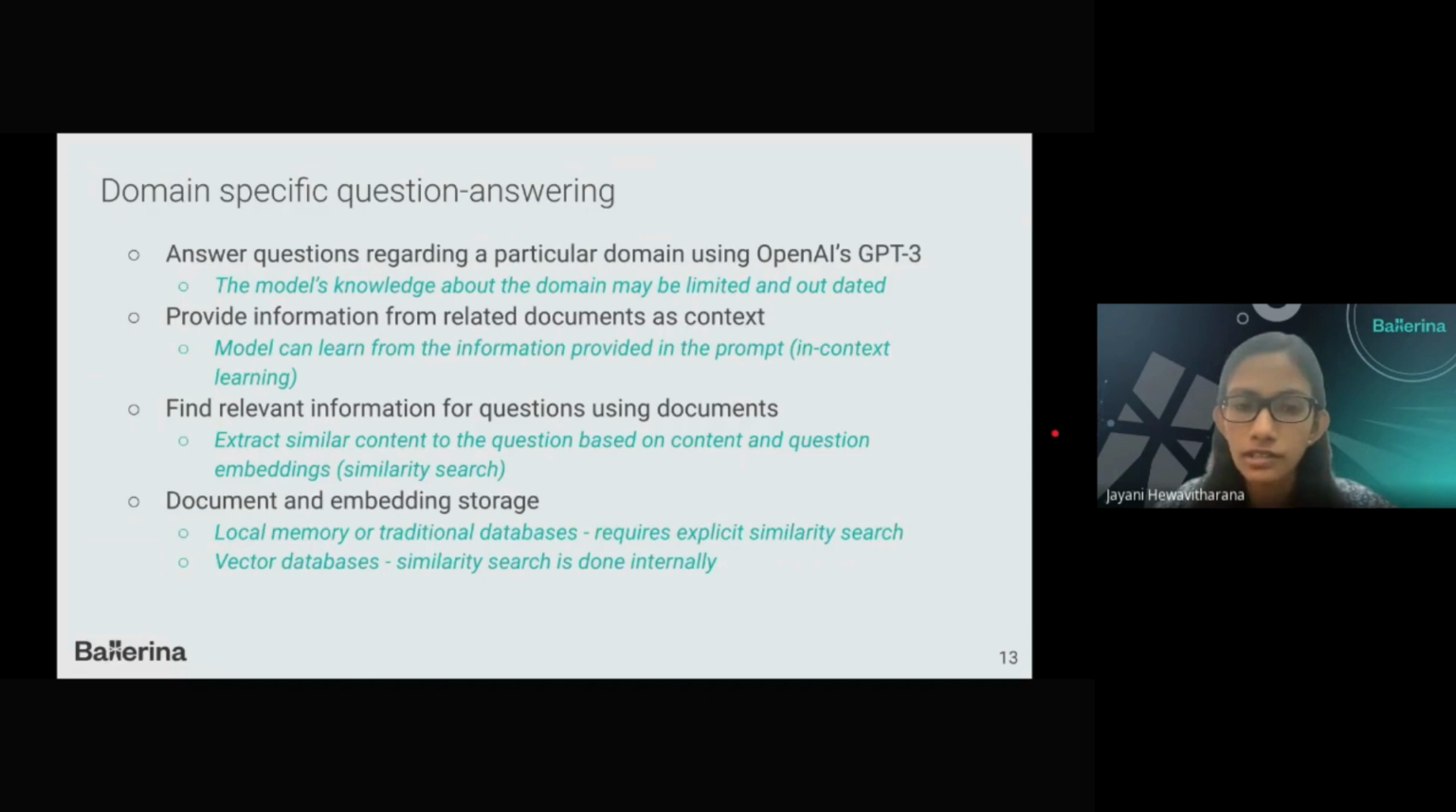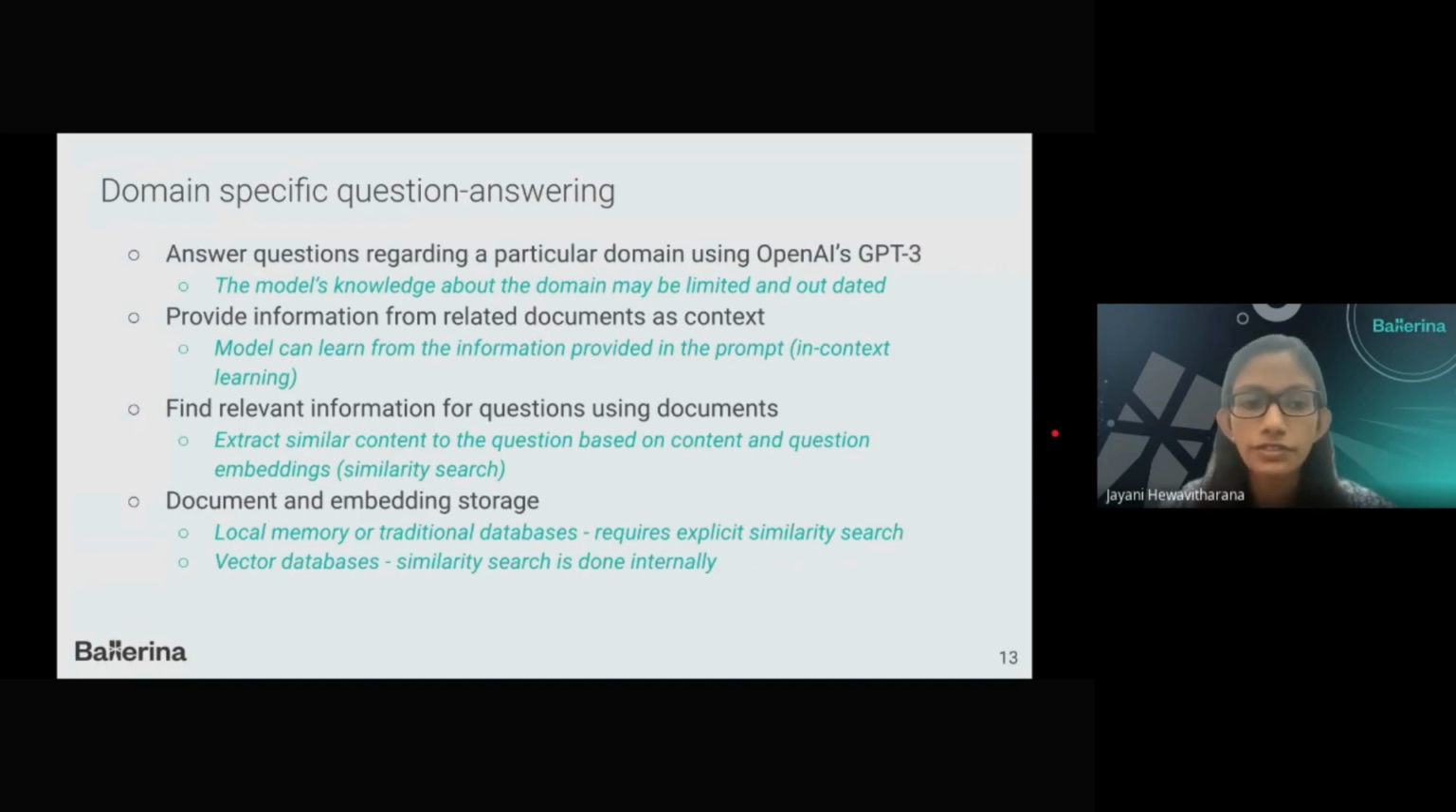That is, the knowledge about this domain can be limited or outdated, because the model is only trained using public data, and the models are not trained using the most up-to-date or most recent data. So to avoid this limitation, we can provide information from the related document as context to the model. So the model can learn from the information that we provide in the prompt and refer to that to answer our question. This is called the model's ability to do in-context learning.